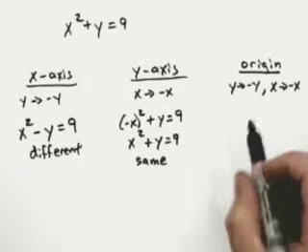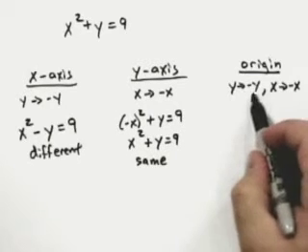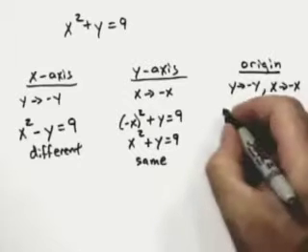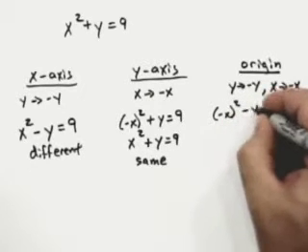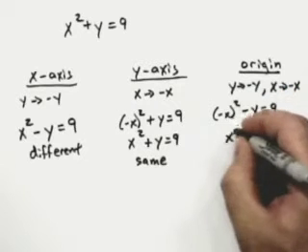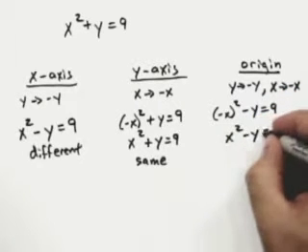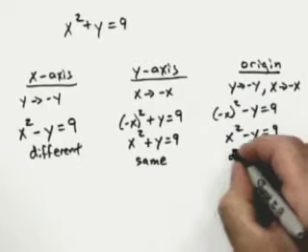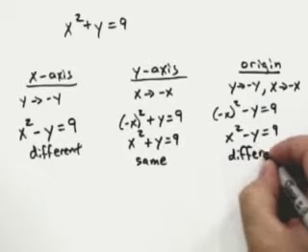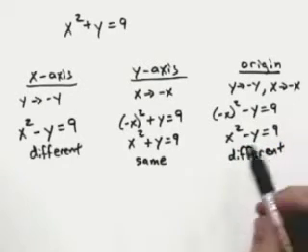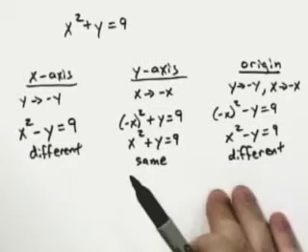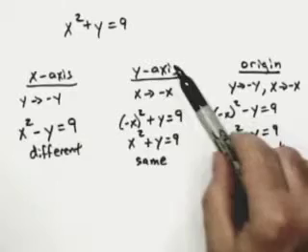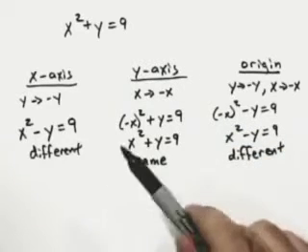We'll go ahead and check origin symmetry. We'll change both y to negative y and x to negative x. So we'll have negative x quantity squared minus y equals 9, or x squared minus y is equal to 9. Again, comparing to our original equation, we'll see that this is different. So the graph of the equation does not have origin symmetry. So for our three symmetries, the graph of this equation will only have y-axis symmetry.